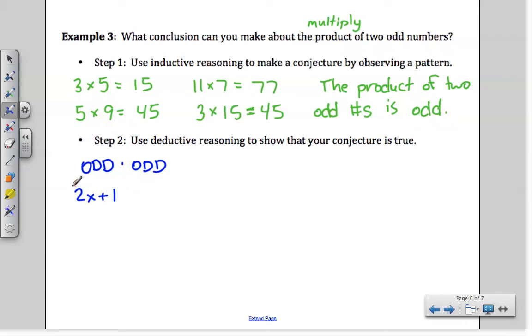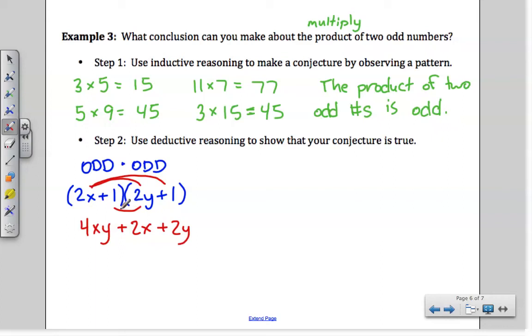So my first odd number I'll call 2x plus 1. And I'm multiplying, so I put that in parentheses because it's a quantity. I'm going to multiply by another odd number. I'll pick a new variable. How about 2y plus 1? Okay. Now if I'm going to do odd times odd, I need to actually distribute four times. 2x times 2y would be 4xy. 2x times 1 is 2x. 1 times 2y is 2y. And finally 1 times 1 is 1.